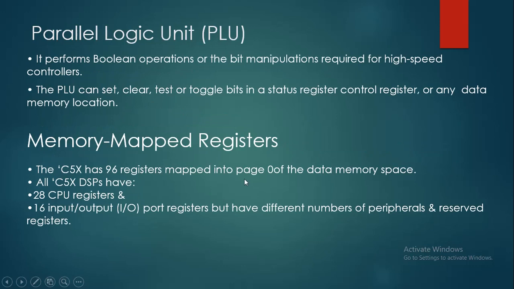Next are the memory mapped registers. They consist of 96 registers mapped into page 0, addresses 00 to 5FH of the memory space. They also include 28 CPU registers and 16 input output port registers, but different devices have different numbers of peripherals and reserved registers.